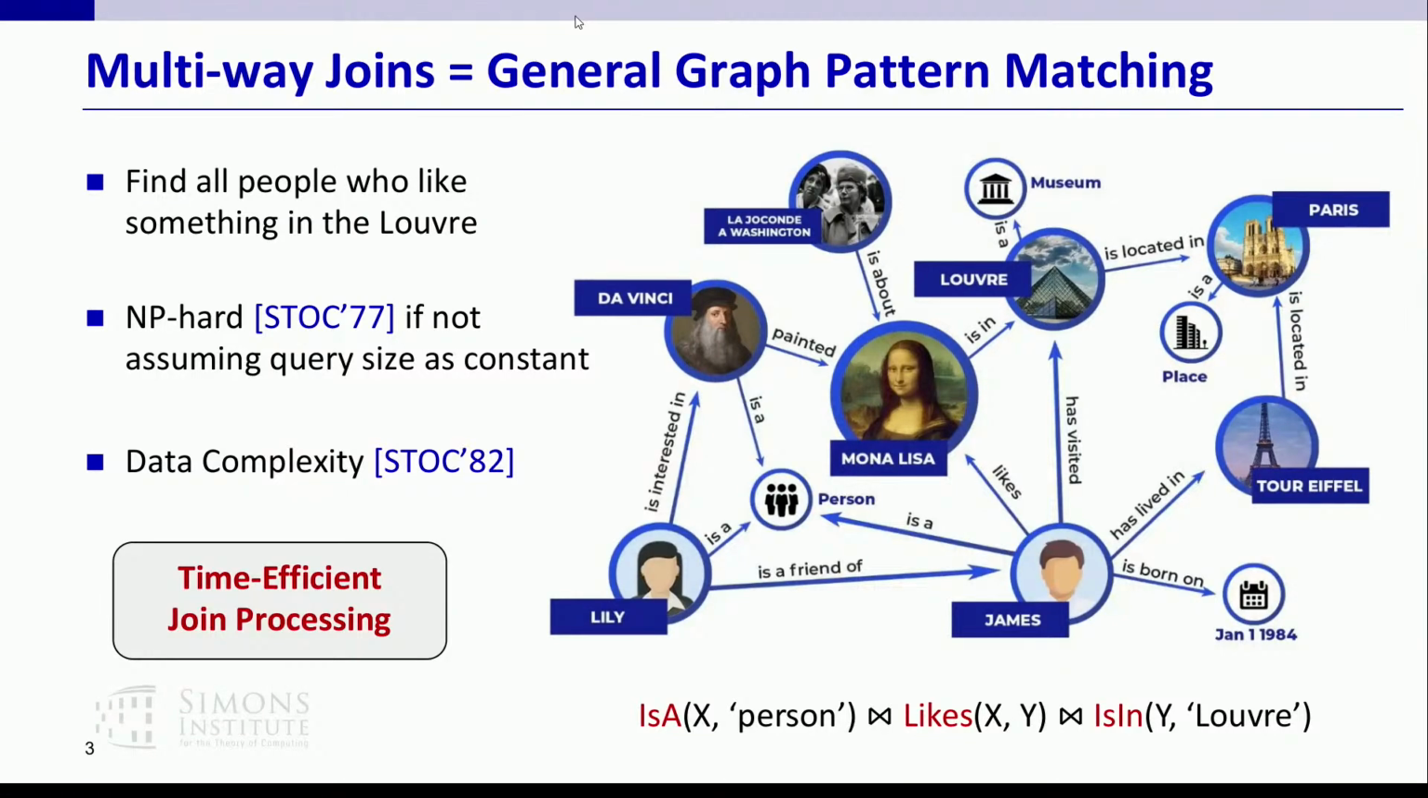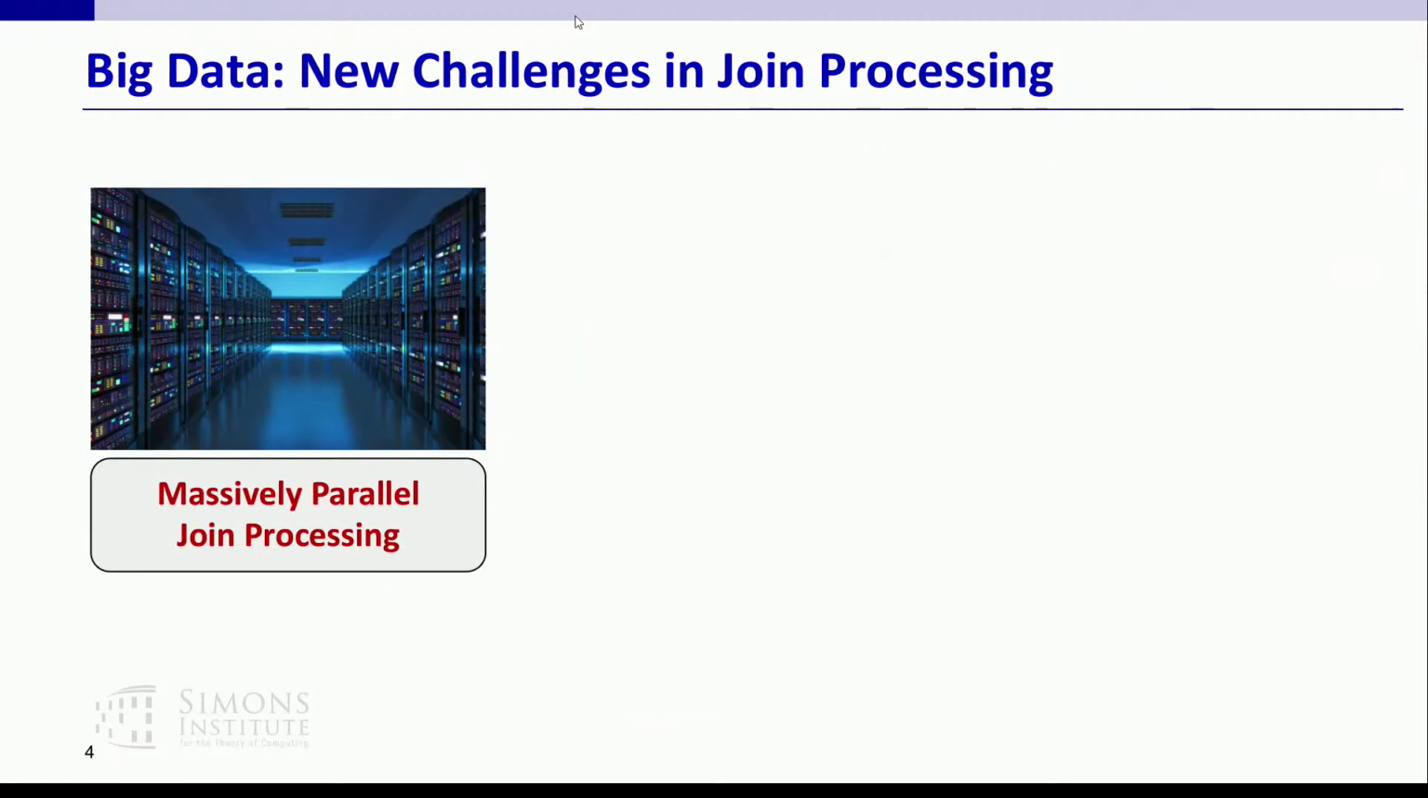This problem in general is NP-hard if not assuming the query size is a constant. So people focus on the data complexity of this problem. The traditional goal of research for join processing is to find the most time-efficient way to report all the join results. In the last 20 years, the need to process and analyze big data has invigorated this traditional research area with a lot of new challenges.